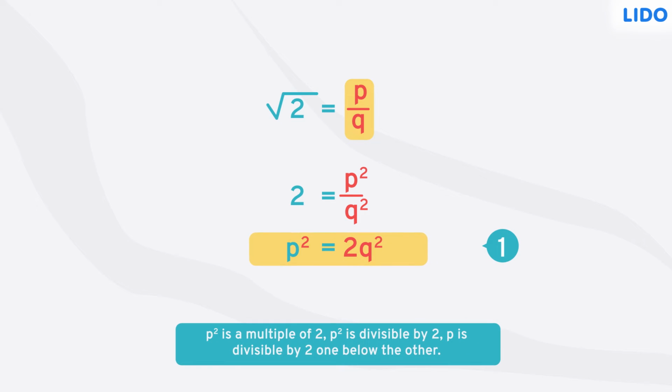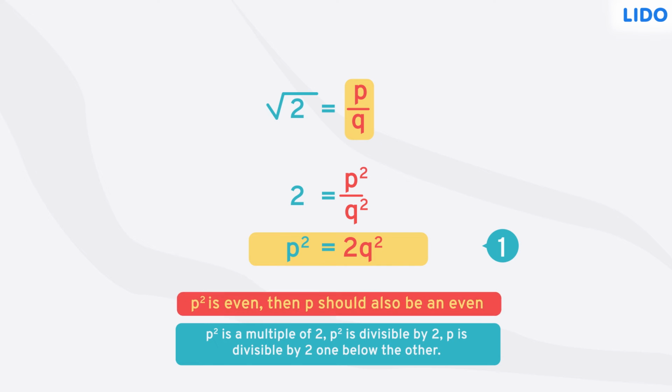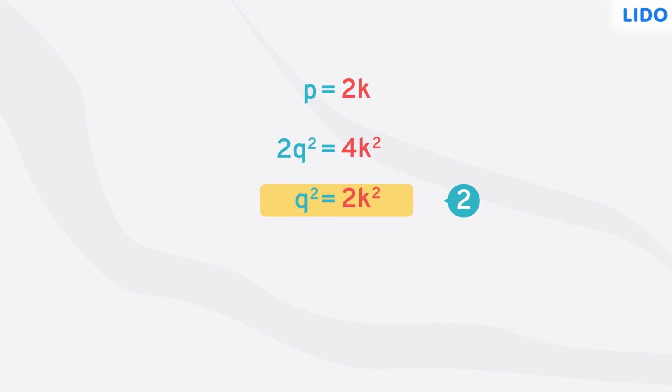In this equation, p squared is a multiple of 2, which means it's an even number. And if p squared is an even number, then p should also be an even number. Otherwise, it would not be an even number when squared. So, we know that the integer p is even. Let's assume p is equal to 2 times k, where k is the integer we need to find. Substituting the value p equals 2 times k in equation 1 gives us 2q squared equals 4k squared, which can be simplified further to q squared equals 2k squared. This is our second equation.